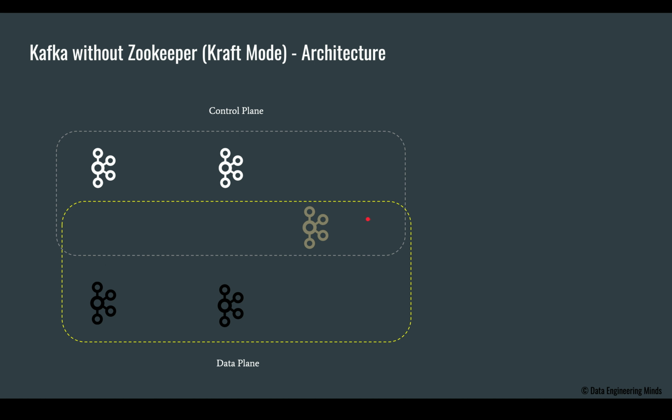For example, all the nodes that are acting as controllers will have their own port, and that port will be used by the brokers for connecting to the controllers and communicating to them. Similarly, all the nodes that are configured to act as brokers will have their own port, and that port will be used by Kafka clients like producers and consumers for communicating to the brokers.